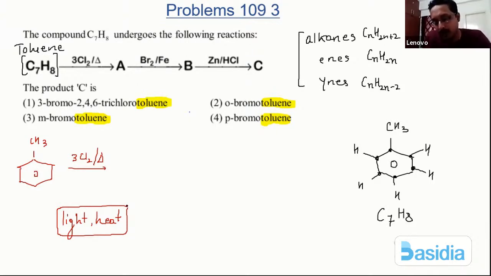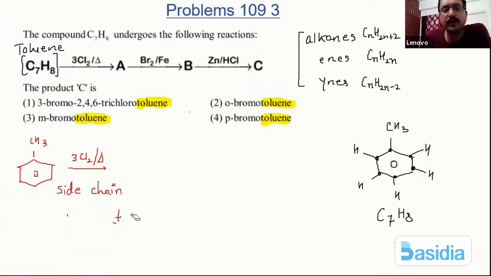We have to go for using either the light or the heat, correct? So what exactly is happening over here now? If I react 3Cl2 in the presence of heat, side chain chlorination takes place. So which is the side chain over here? CH3 is the side chain, correct? So I understand here there is side chain chlorination.